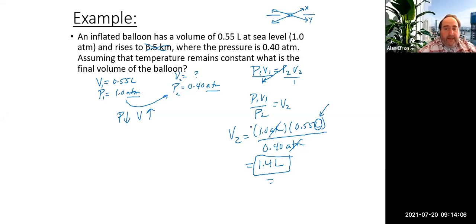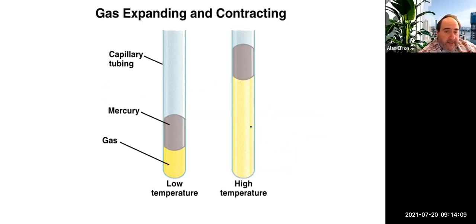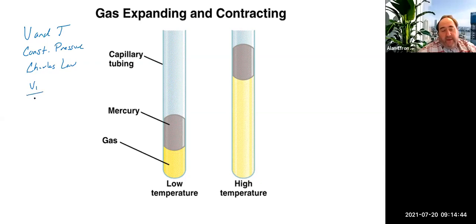All right, then let's talk about another relationship. Now we're going to look at the relationship between volume and temperature, holding pressure constant, and that is different from our other relationship. We'll first look at this one. That is what is referred to as Charles' law. Charles' law is V1 over T1 is equal to V2 over T2.